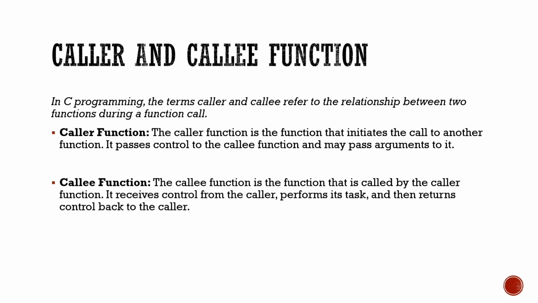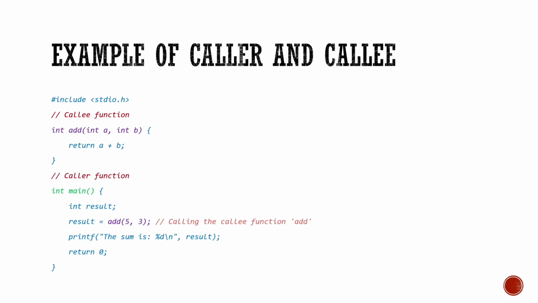Means the callee will get the power from the caller. It will do the work, whatever is asked. Again, the power will be given back to the caller. Okay, this is the example. Sometimes in the exam, a question comes: explain caller and callee with example. You can write this example. It is also added in your book. You can see that one also.